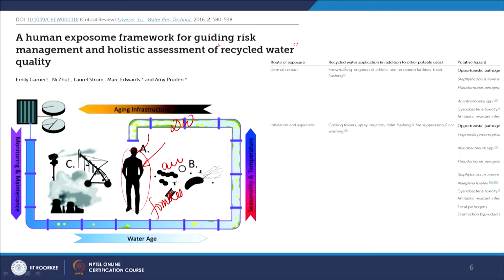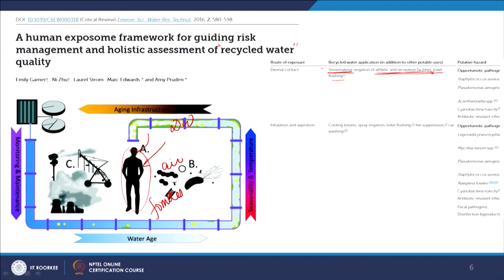Through dermal contact, so through touch. In the US, where the study was done, reclaimed water is used for snow making, where people like to ski when the snow has not fallen. People will touch the snow, and that is how they might get infected. Also athletic and recreation facilities. If I am irrigating the grass in an athletic field, then the players and people on that field will get exposed to the microbes present in reclaimed water. And because it is an athletic or recreation facility, the chances of injury are very high. So, not only dermal contact, but blood contact can also happen, and also toilet flushing.